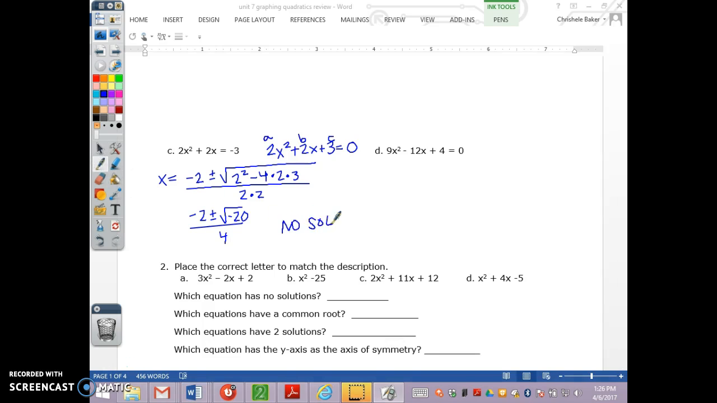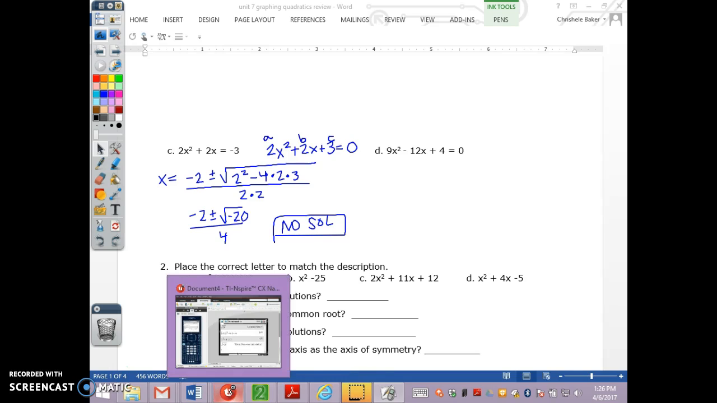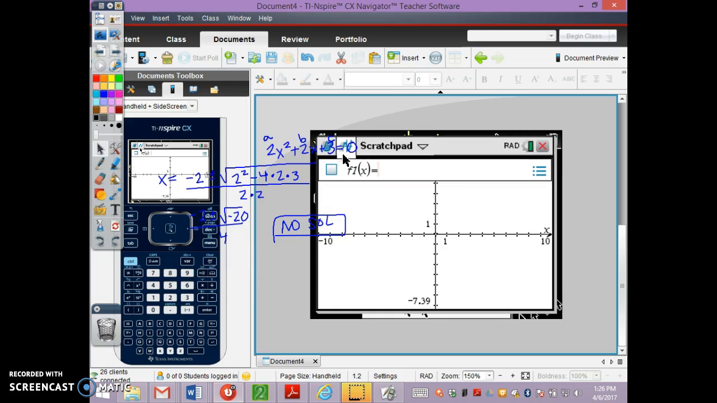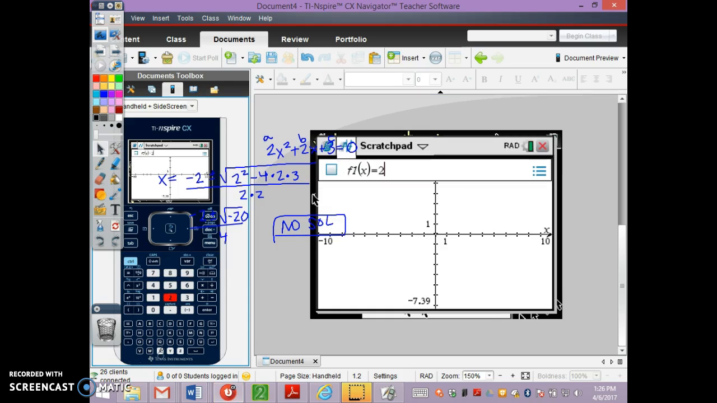No solution. So I want to graph this one and show you what this no solution would look like graphically. So I have 2x squared plus 2x plus 3. All right, go to my graph. 2x squared plus 2x plus 3. Do you see why it's no solution? Doesn't cross the x-axis. No x-intercepts.